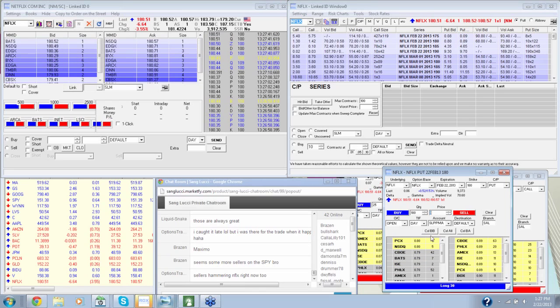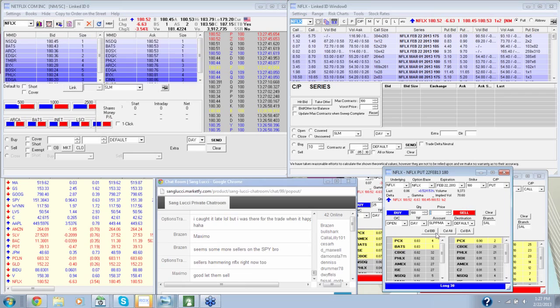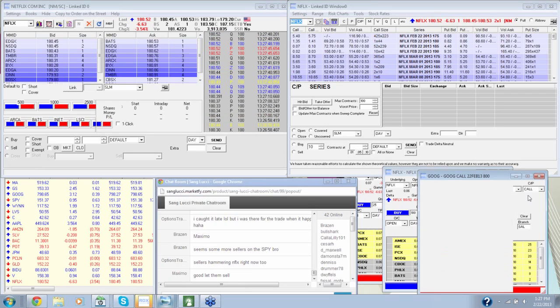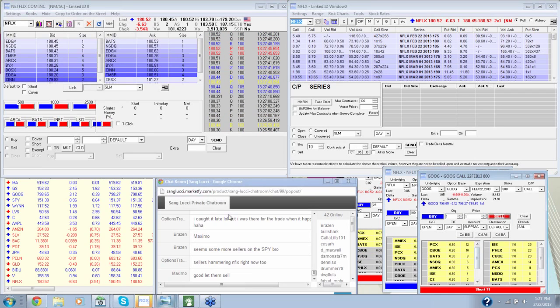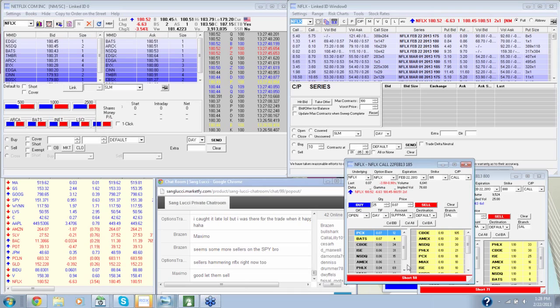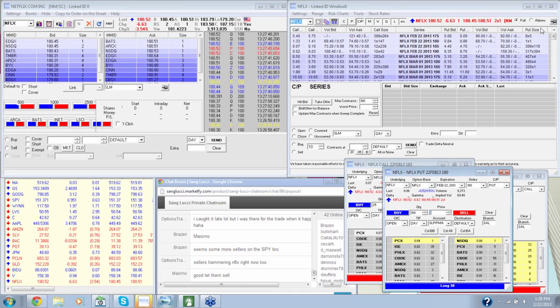So if I'm feeling like that, I'll use semi-market orders, obviously, to buy contracts, sell contracts, all that kind of stuff. Let me look at this option here real quick. This is my Google. I'm short these options right now. They're looking kind of dicey. I'm also short these Netflix 185 calls. These look pretty good. Okay, so back to the questions here.